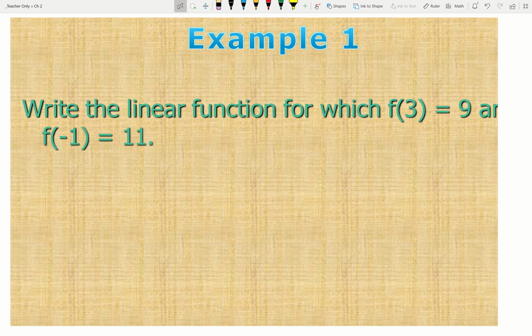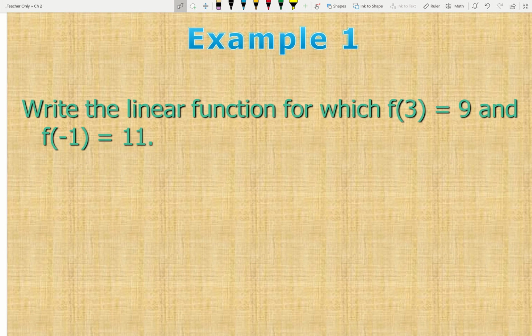For this next example, same thing: write a linear function for which f of 3 is equal to 9 and f of negative 1 is equal to 11. So remember that this corresponds to an ordered pair, (3, 9), and this corresponds to an ordered pair, (negative 1, 11). So it's the exact same problem. So let's just run through that really quick, right? Maybe even try to pause the video and see if you could take care of this one yourself, and then come back and see if our solutions match up here.